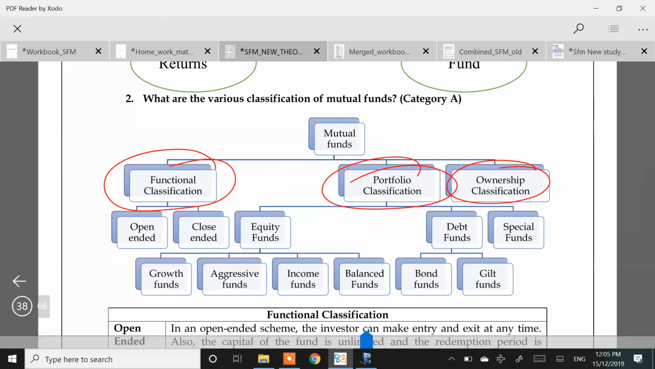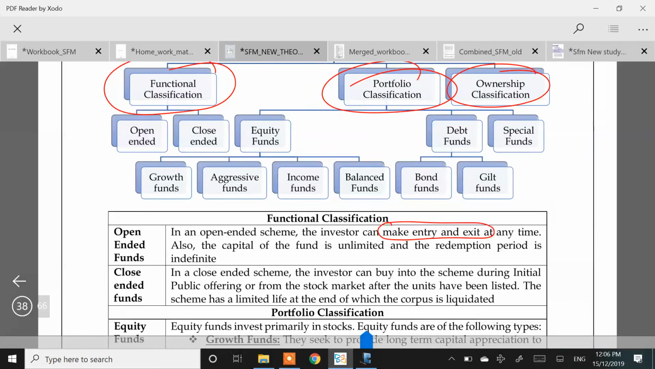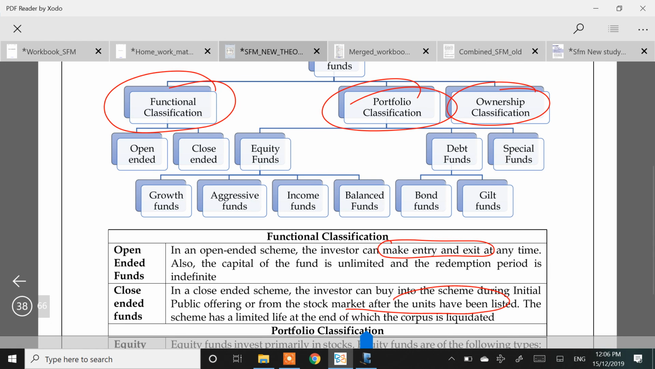Now first let's focus on the functional classification, which is an open-ended fund and a close-ended fund. In an open-ended fund, an MF investor can buy units or redeem units at any point of time, and can make entry and exit at any time. In a close-ended fund, the investor can buy into the scheme only during the initial offering or the new fund offering, and if you want to exit, you will have to sell it through the stock markets, where they would have got listed. They have a limited life and at the end the corpus will get liquidated. So I have an open-ended fund and a close-ended fund.